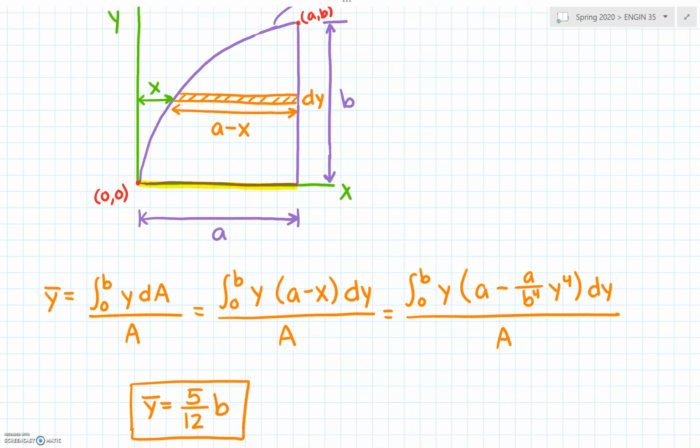So that was an example of solving for the centroid, x bar and y bar, of an area using the integral.